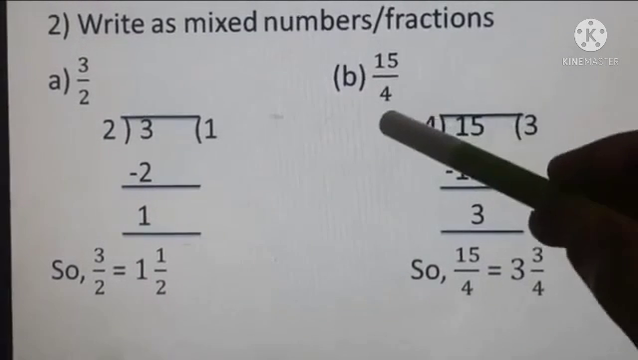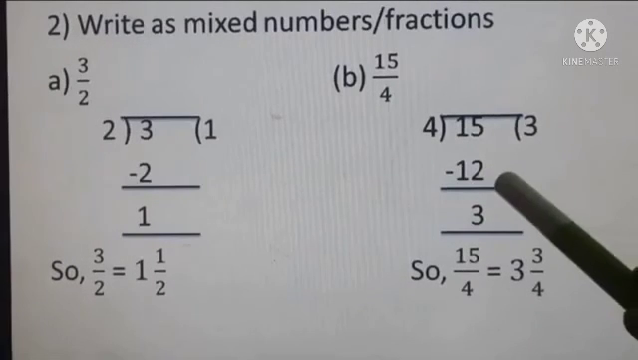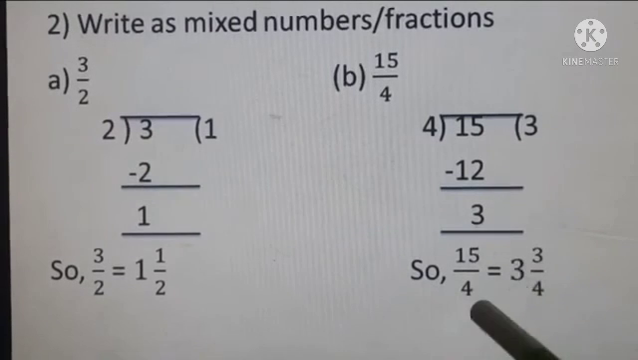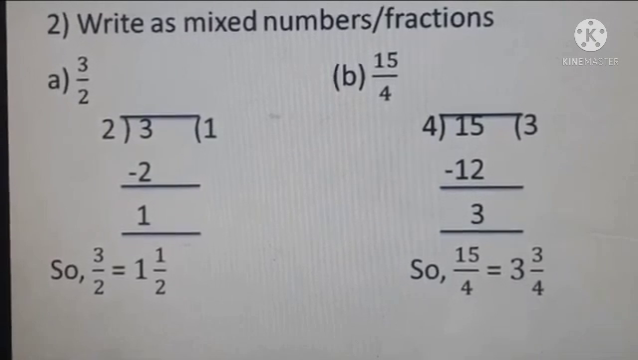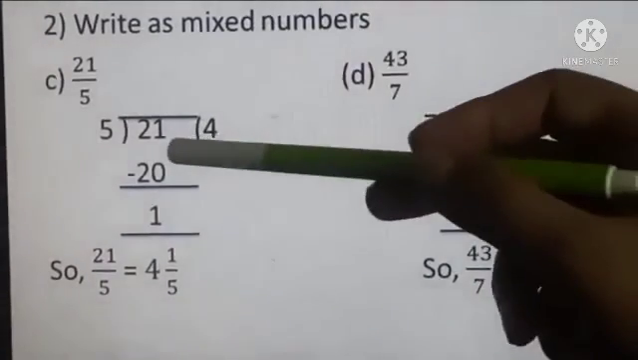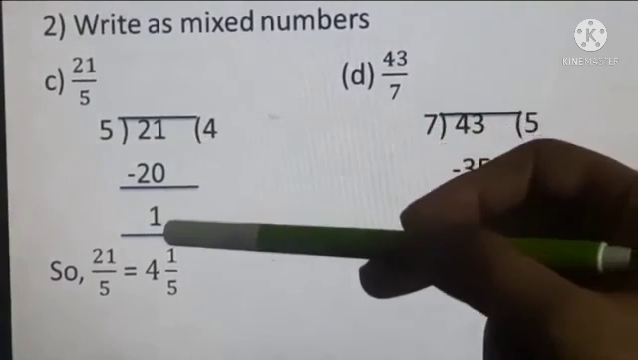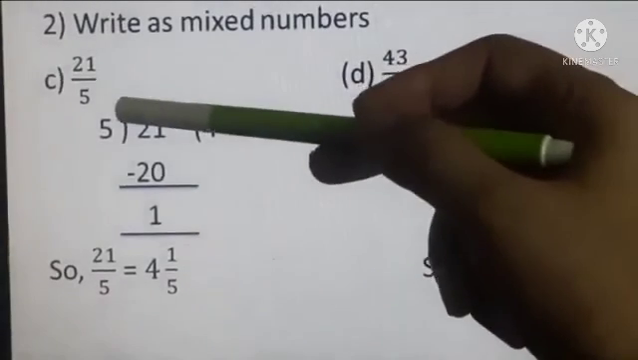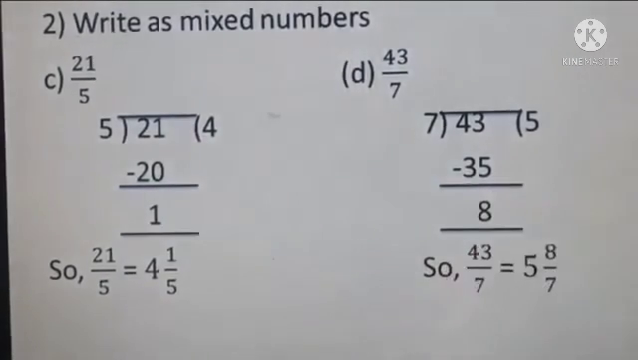B part: 15 upon 4. So 15 divided by 4. 4 3s are 12. After subtraction you will get remainder 3. So 15 upon 4 is equal to 3 whole 3 upon 4. Right? Next is 21 upon 5. 21 divided by 5. 5 4s are 20. 1 minus 0, 1. So 4 is quotient, 1 remainder, 5 divisor. 21 upon 5 is equal to 4 whole 1 upon 5.